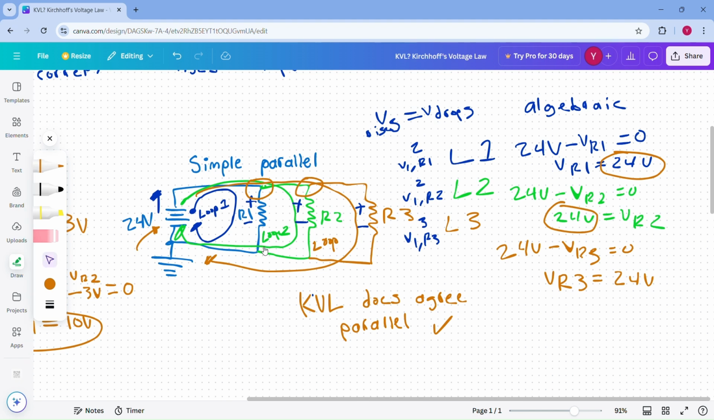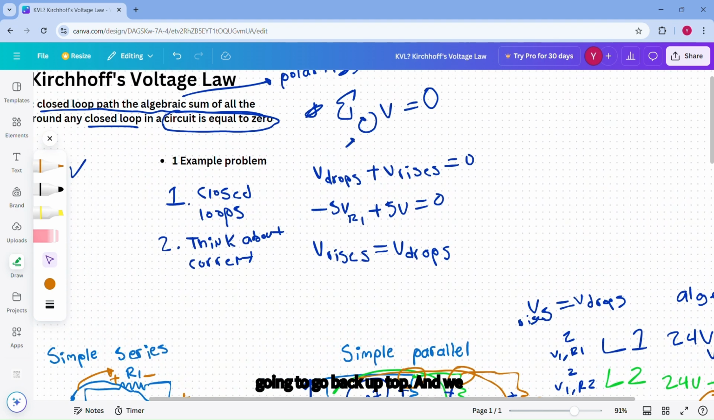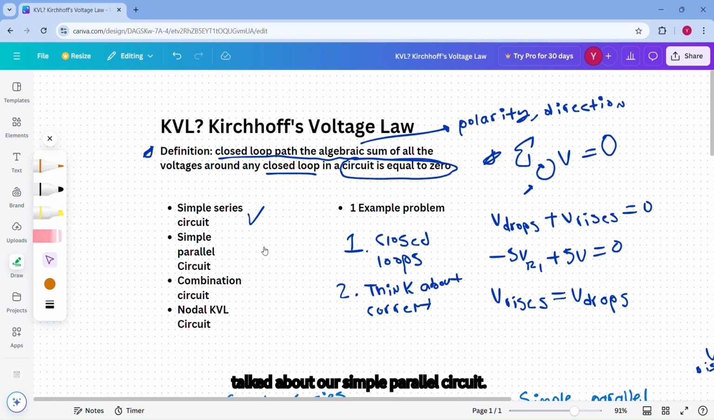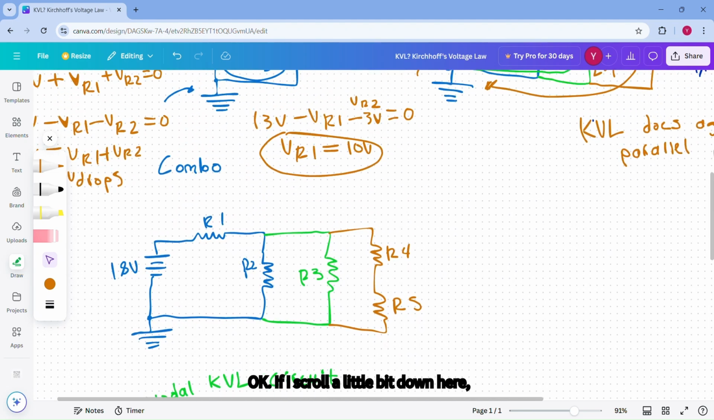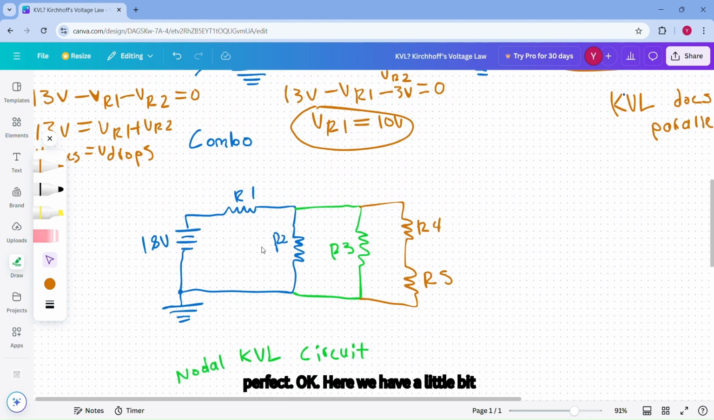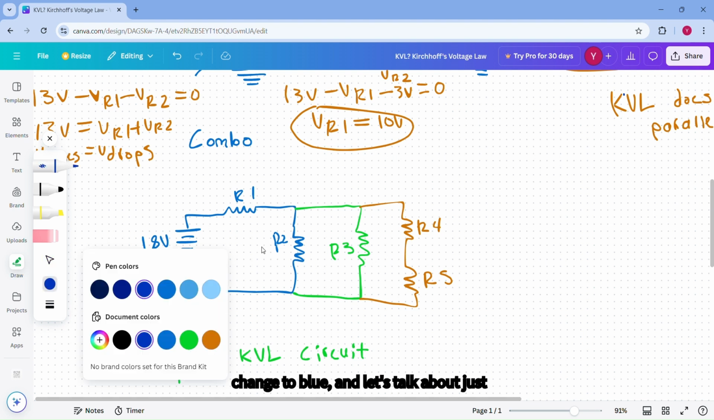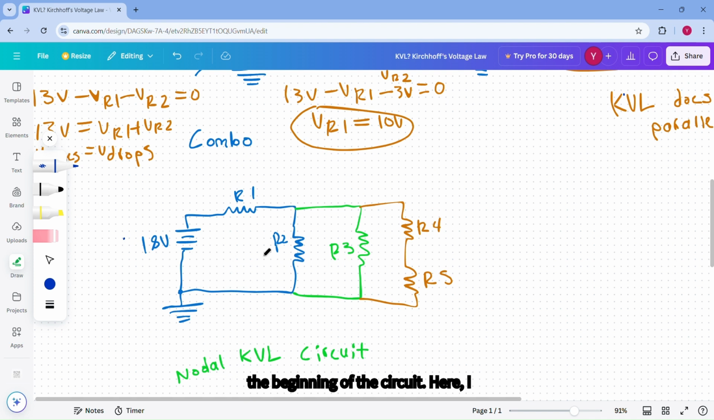Okay, I'm going to go back up top, and we talked about our simple parallel circuit, we talked about our simple series circuit. Let's move to a combination circuit. Okay, if I scroll a little bit down here, perfect. Okay, here we have a little bit more going on, okay? And first, let's look at our circuit, and then we can talk about our loops, then we can think about current, okay? I'm going to change to blue, and let's talk about just the beginning of the circuit.